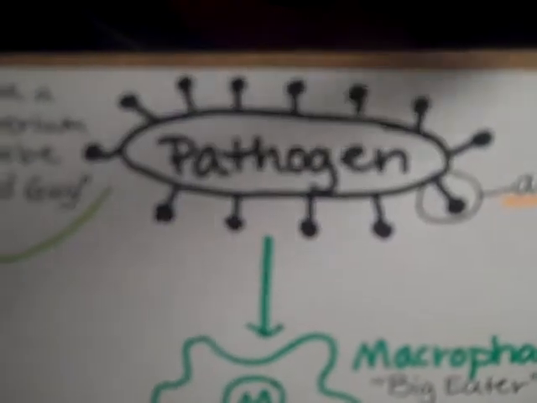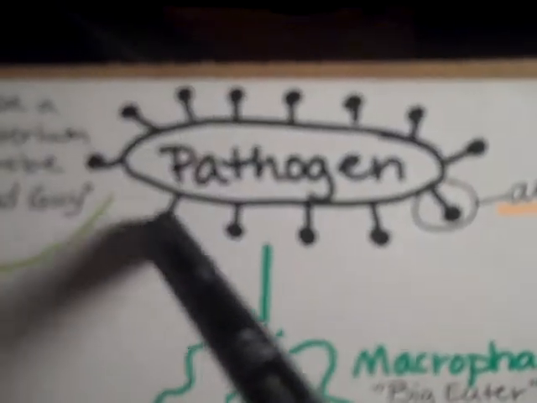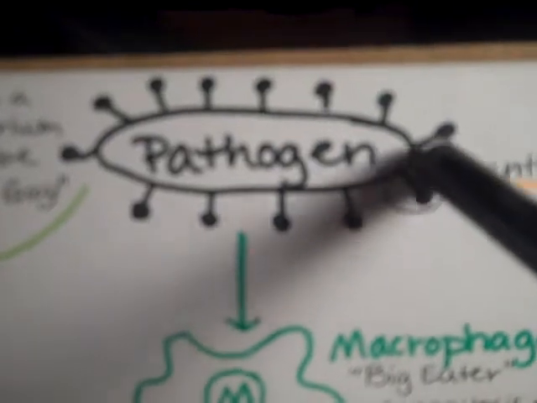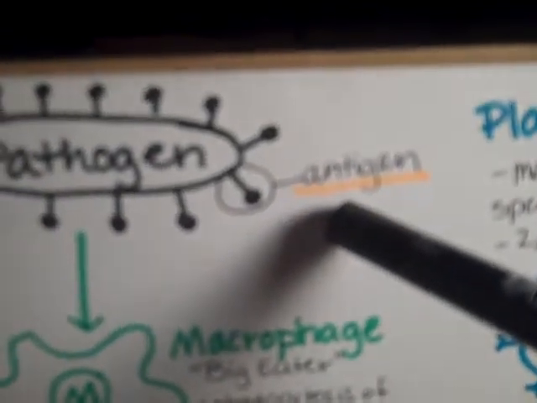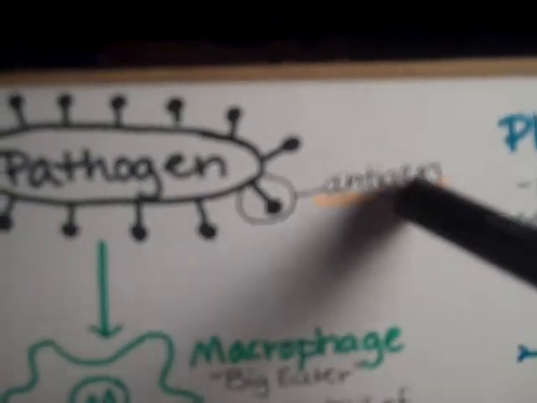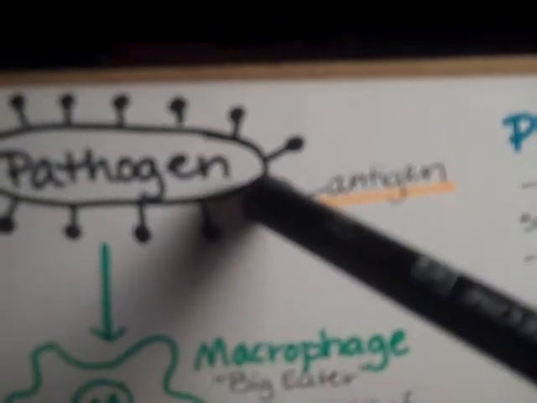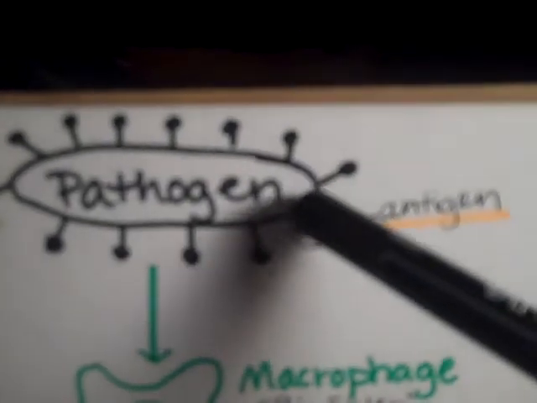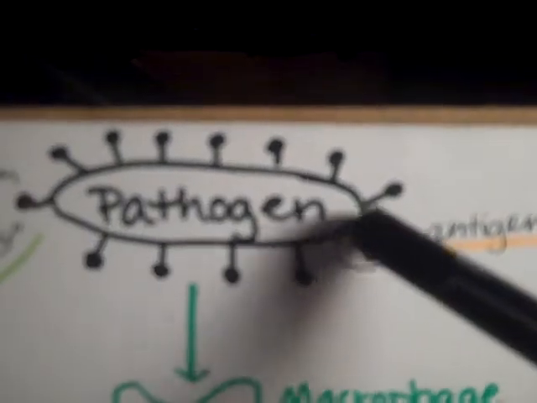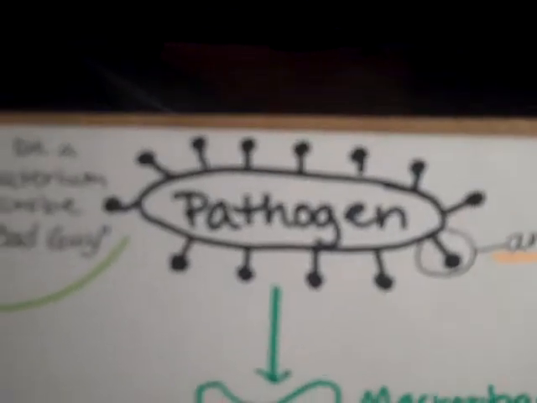All along the outside of the pathogen's cell wall or cell membrane are going to be these little receptor proteins. These receptor proteins are referred to as the antigen. It's the antibody generator. So if we didn't have antigens, there'd be no need for antibodies. So this antigen is present in plethoras on the surface of that pathogen.